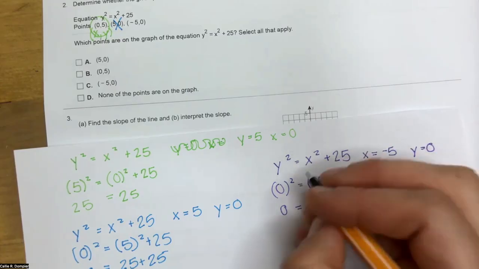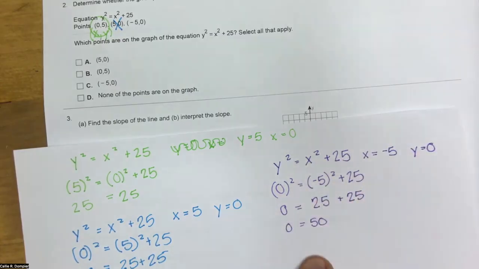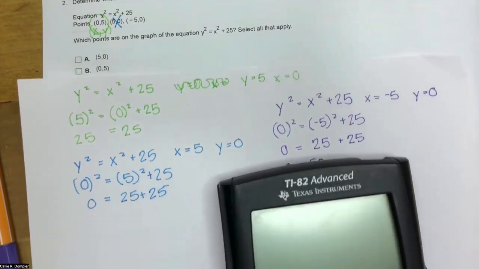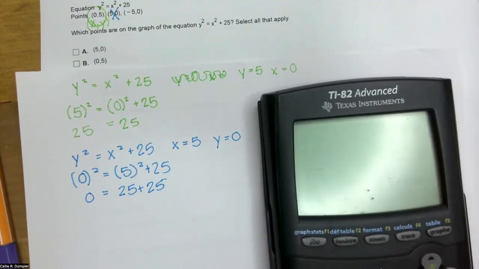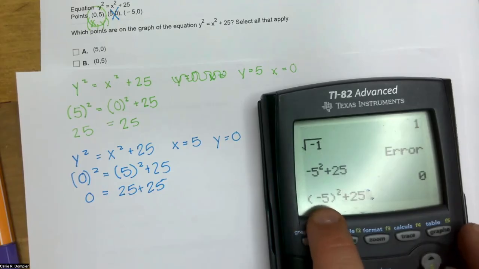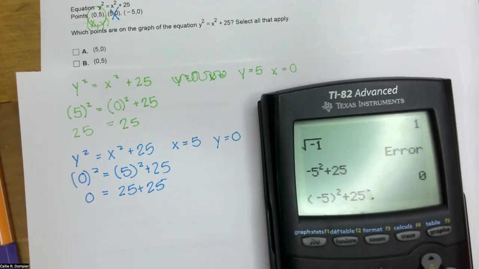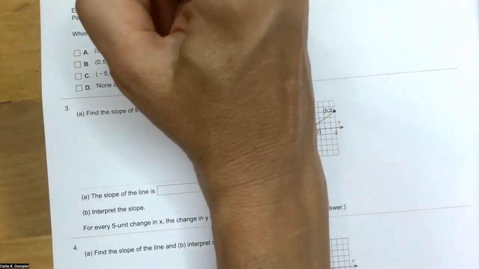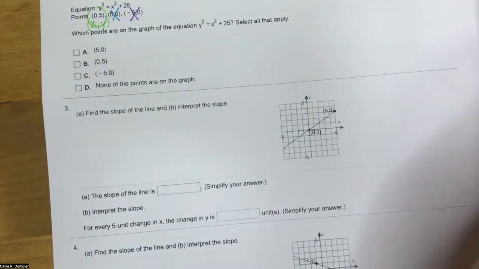So this is why it's important. So that's not true. This is why it's important to use the parentheses, because had I just said negative 5 squared plus 25, I would get 0. But I need to put it in parentheses because I'm substituting the whole x for negative 5, right? The whole x is being squared and the whole x is negative 5. So that's 50. So they might try to trick you on that. So that's also a no. So I'm going to say the only point that is on the graph of this equation is (0, 5).